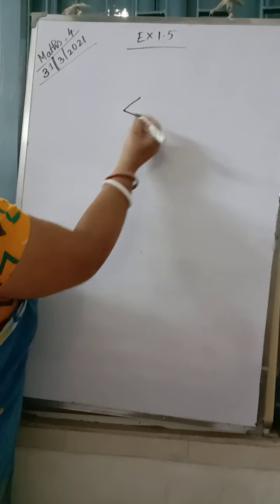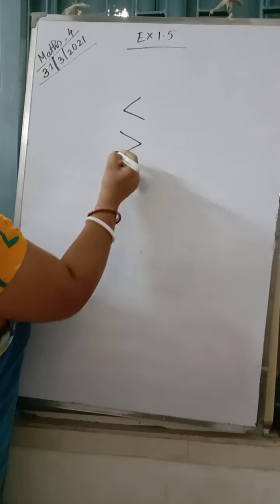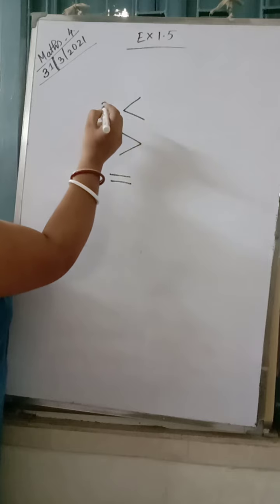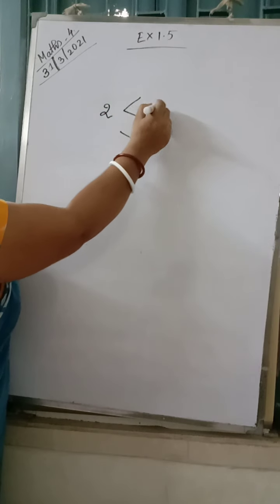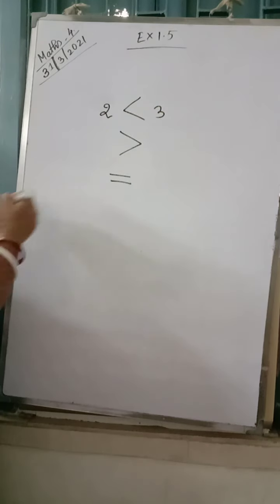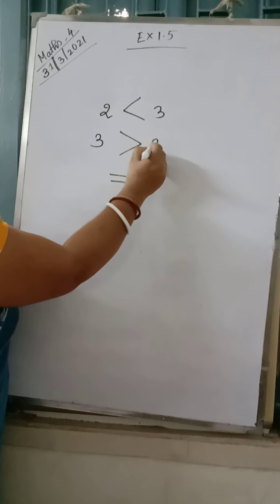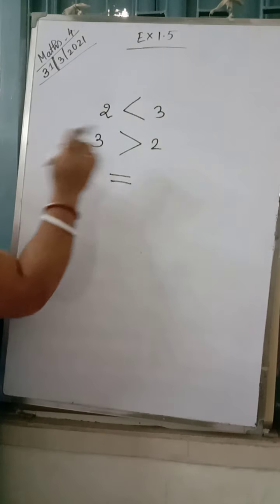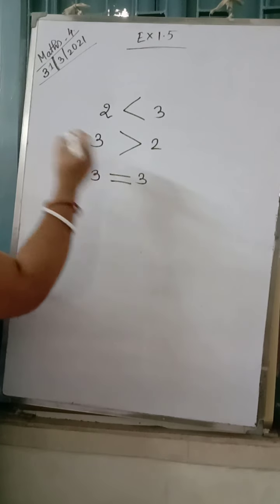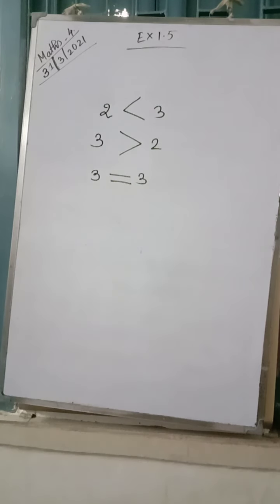As we know the symbols, these are less than, greater than and is equal to. When you get 3 chocolates and your sister got 2 chocolates, your sister is less than you. When you get 3 chocolates and your sister got 2, then you are more than your sister. And when both of you get an equal amount of chocolates, then both of you are equal, is it? So less than, greater than and is equal to, these 3 signs we will be using when we compare the numbers. Now let us see question number 1.